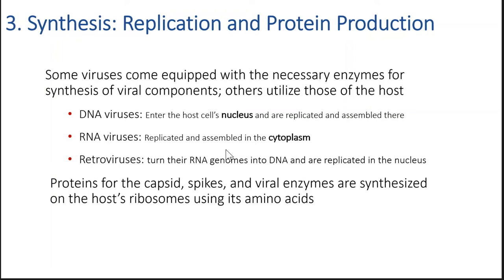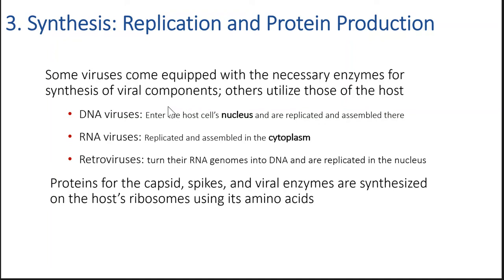The RNA viruses actually stay in the cytoplasm, which also makes sense because the majority of the host RNA work happens in the cytoplasm. So the RNA viruses are going to get replicated there and assembled there. Now, there is a category of viruses called retroviruses. These are RNA viruses, but instead of staying in the cytoplasm and behaving like other RNA viruses, they actually move into the nucleus, and then they use those enzymes and an enzyme they bring with them called reverse transcriptase to copy themselves from RNA into DNA. And then they behave more like DNA viruses. So that's an example for that.